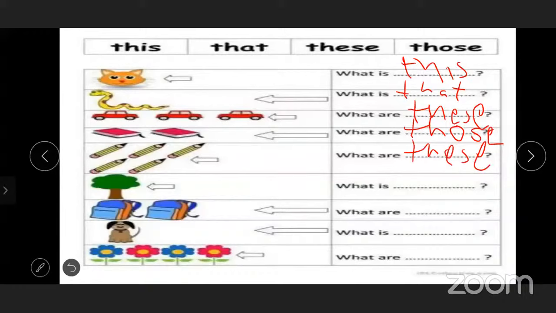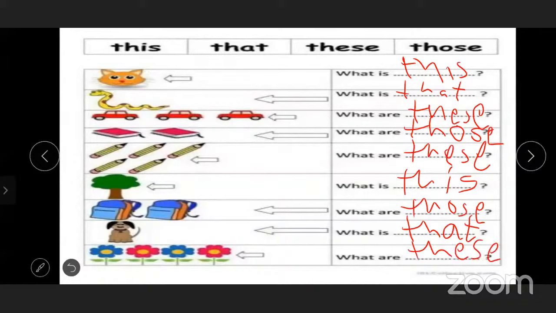Yes. Here is only one tree. What is this? And it is near. So what is this? Next. What are those? Here we can see two bags, so we should use what are those. Now next, what is that? Far or near? That. So we should use that. What are these? Isn't it? Yes.